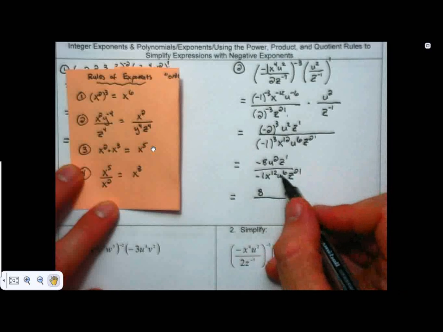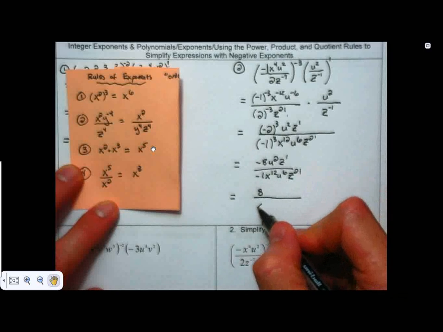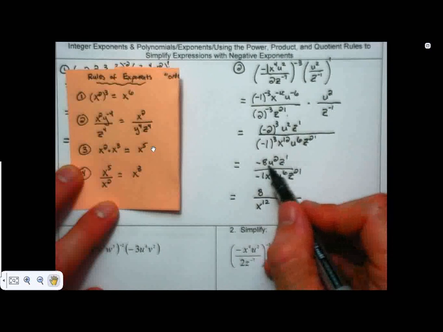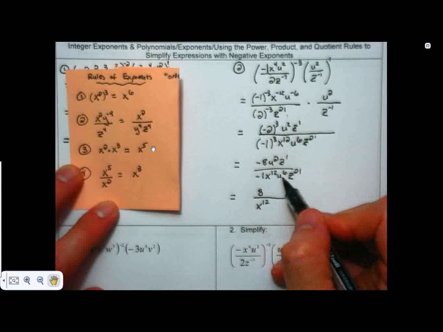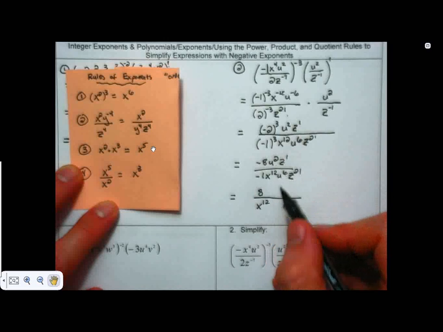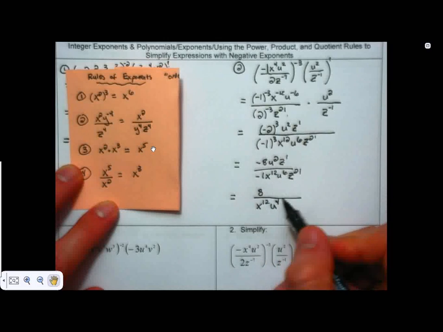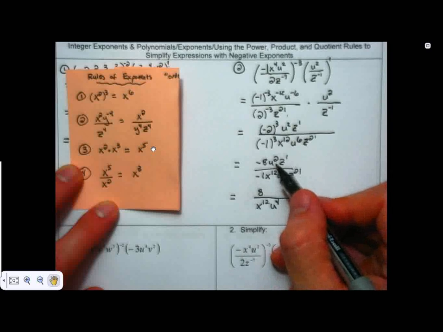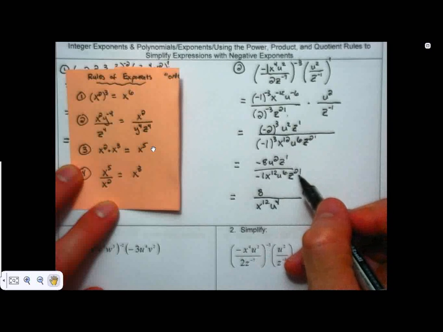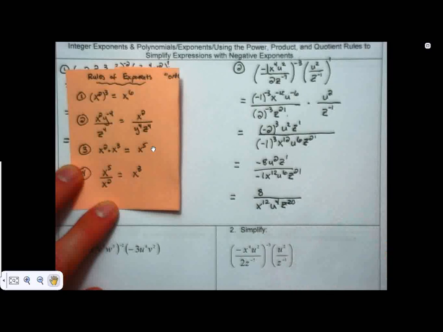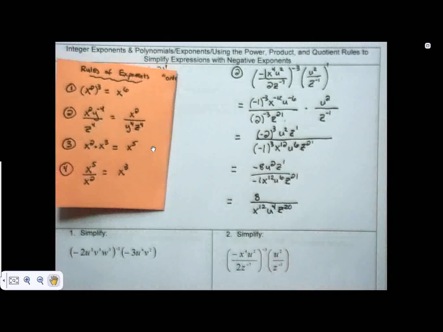And now let's look at what we've got. So I've got x to the 12th. There are no factors of x on the top. I've got more factors of u on the bottom than I have on top. So I know I'm going to end up with factors of u on the bottom, and 6 minus 2 is 4. And I have more factors of z on the bottom than I have on top. So I know I'm going to end up with factors of z on the bottom. And 21 minus 1 is 20. So that's my final answer.